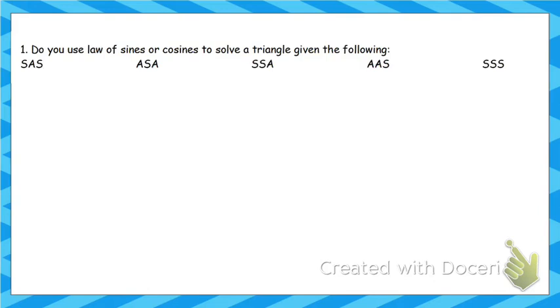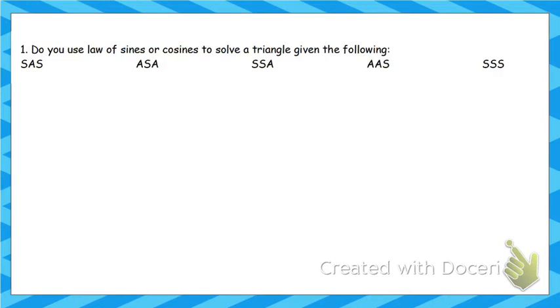Hi guys. So we are going to go ahead and look at the quiz review for law of sines and cosines. It hasn't been too terrible, but it does get a little tricky when they're all combined together and trying to figure out which formula to use when. So let's just look at a few cases.